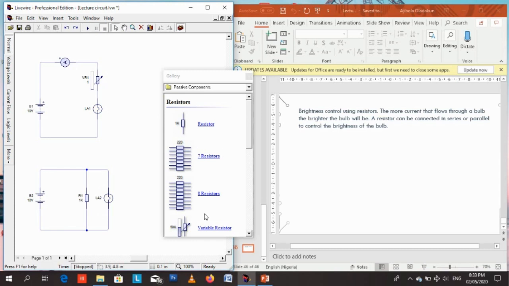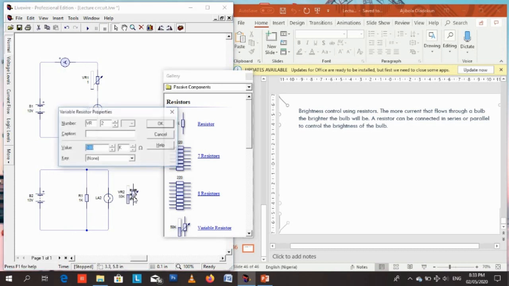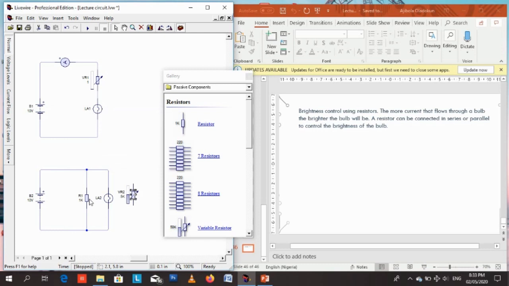So let's replace this with a variable resistor. The variable resistor will replace this fixed one. Let me make the maximum value of the variable resistor 10 kilo ohms. 10k is the maximum resistance of the resistor. Let me drag it here. Click, connect. I'm connecting it in parallel. The variable resistor is connected in parallel with the bulb. Simulate. Now I'm varying the resistance and nothing is happening.